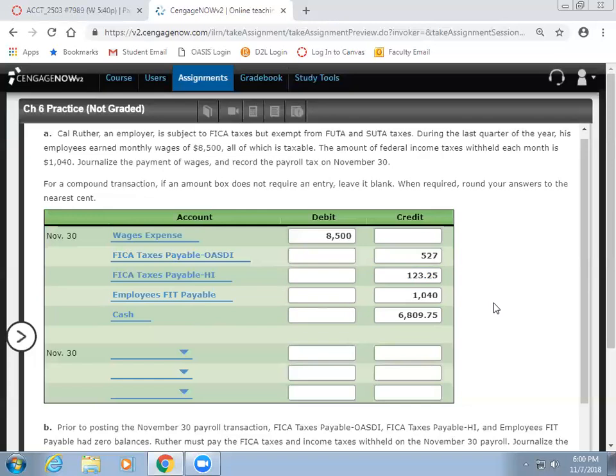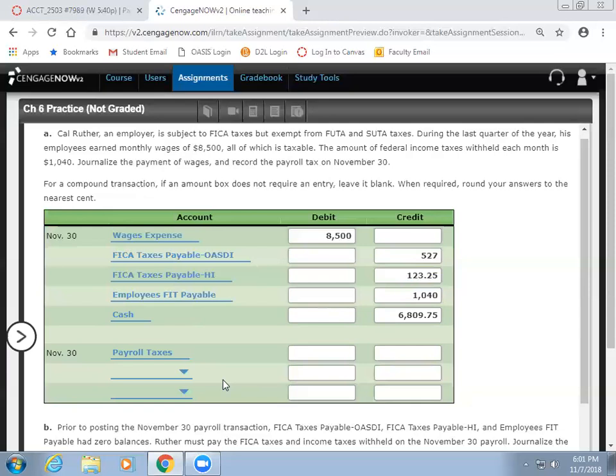Now, the second journal entry is to record the payroll tax. Payroll tax is the expense that the employer has to pay. So we're truly just going to debit payroll taxes. And we don't know the amount yet, but we know employers pay federal and state unemployment, and then both FICA, OASDI and FICA HI. Well, they told us that this employer is exempt from federal and state unemployment. So in this case, we don't have to worry about those. So the only payroll taxes that this employer has are FICA Social Security and FICA Medicare.